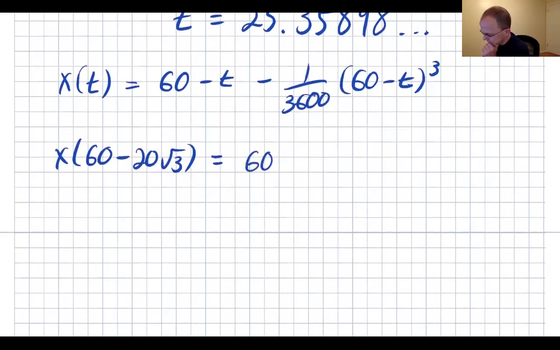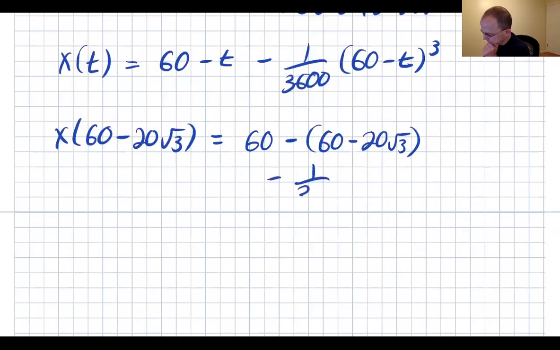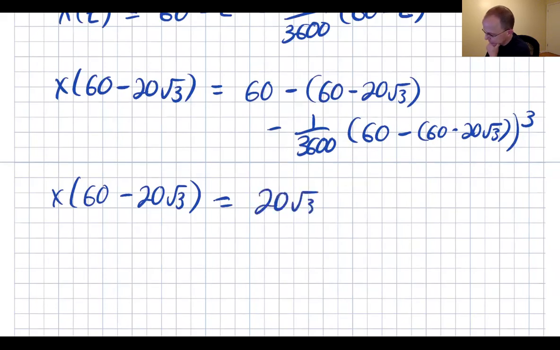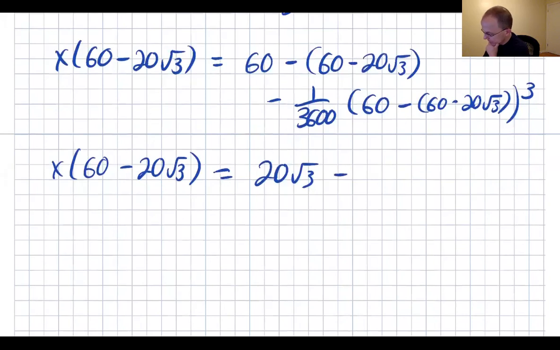Let's see. So 60 minus 20 root 3, and then minus 1 over 3600 times 60 minus the 60 minus 20 root 3 cubed. So that means this x of this time where the salt is maximized, the 60 cancels that, and we'll get plus 20 root 3. So I get 20 root 3, and then minus 1 over 3600. And again, the 60 will cancel that one, and I'll get 20 root 3 cubed. So that'll be 20 root 3 cubed.